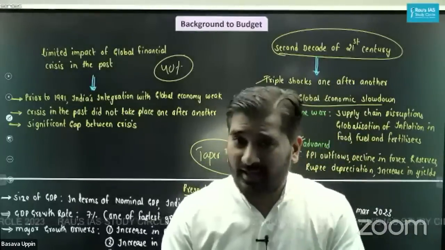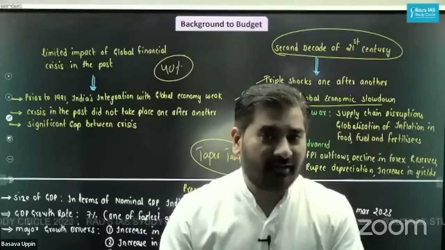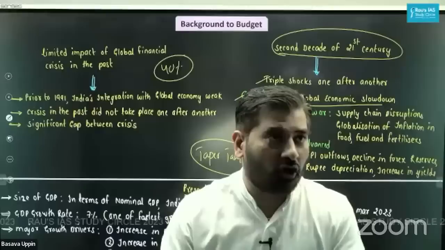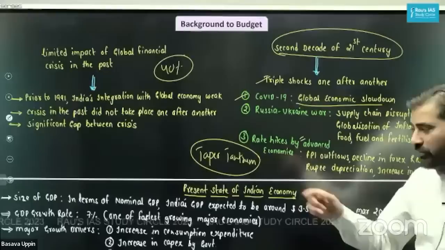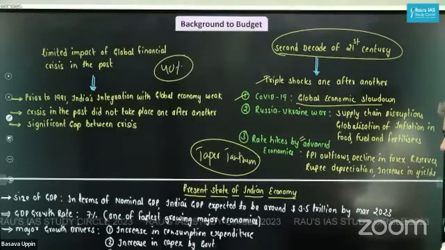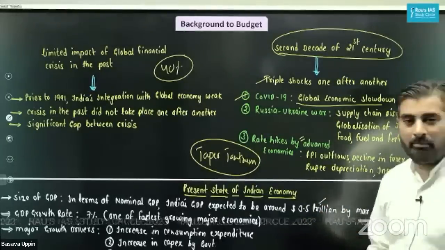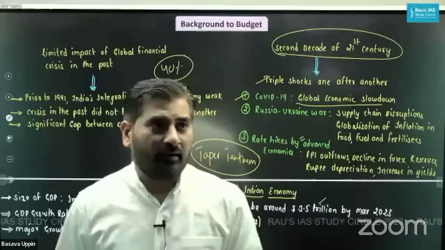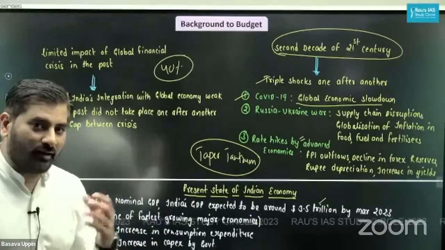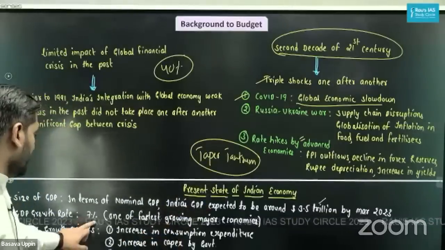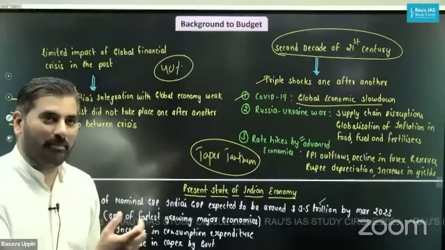But it is being said that the Indian economy has shown significant resilience, significant flexibility to the global external shocks. This is because in spite of the external shocks, in terms of the size of GDP, nominal GDP, India's GDP is expected to be almost around $3.5 trillion by March 2023. Secondly, in terms of the real GDP growth rate, the Indian economy is set to register a GDP growth rate of almost around 7%. And India is set to make its comeback as one of the fastest growing major economies.